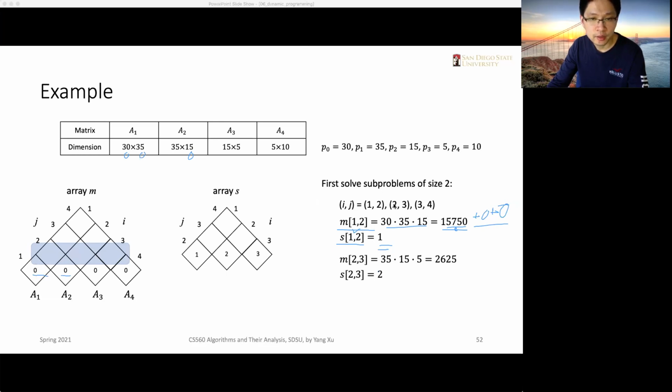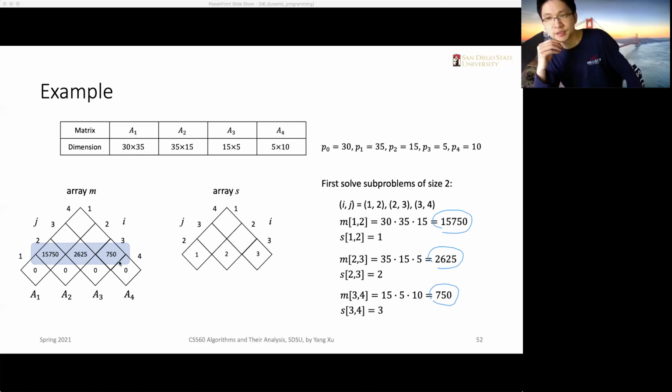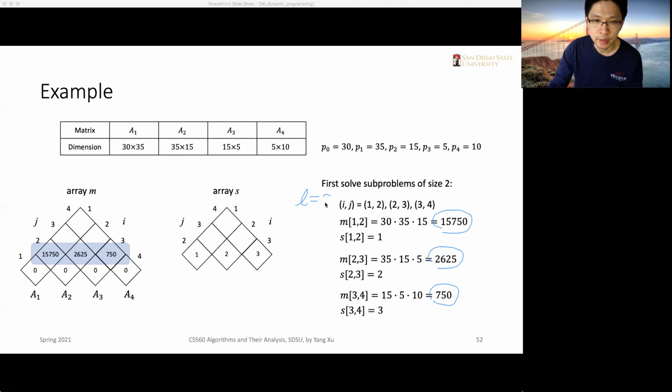For the second subproblem, A2 times A3, we do the same computation, and likewise for the third subproblem, and then we fill in the blocks with the numbers that we computed. That is the first iteration of the outermost for loop, with window size L equals 2. L equals 2 means that we are solving the subproblems of size 2 first.